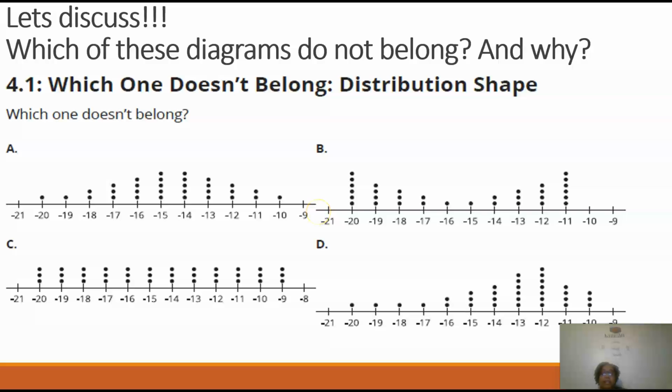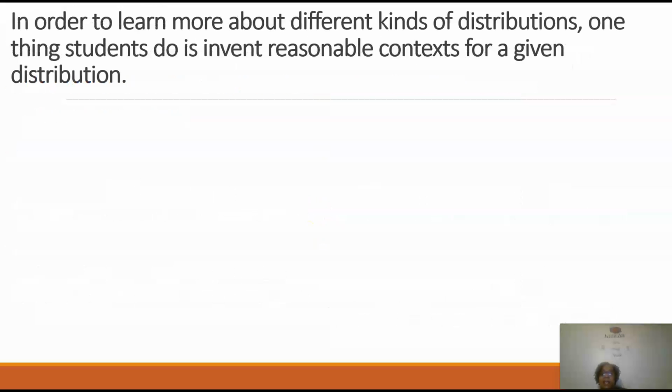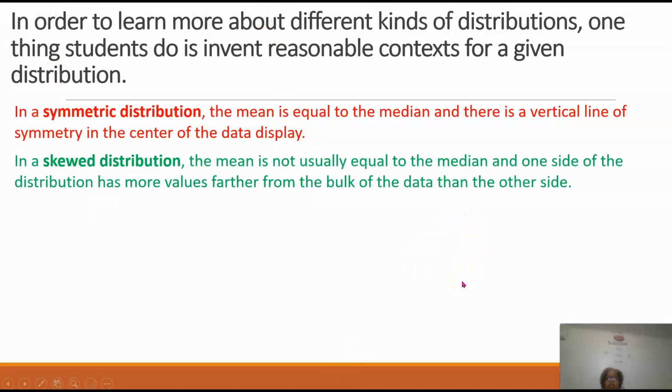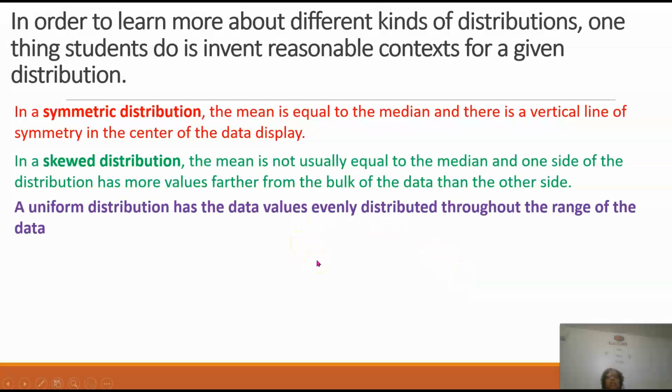Now, for each of these distribution shapes, there are names for them. If you can recall, I did give you those names. We just need to identify what those names are. One of those distribution shapes is called a symmetric distribution, where the mean is equal to the median, and there is a vertical line of symmetry in the center of the data. A skewed distribution, the mean is usually not equal to the median, and one side of the distribution has more values farther from the bulk of the data. A uniform distribution is where the data is evenly distributed throughout the range.